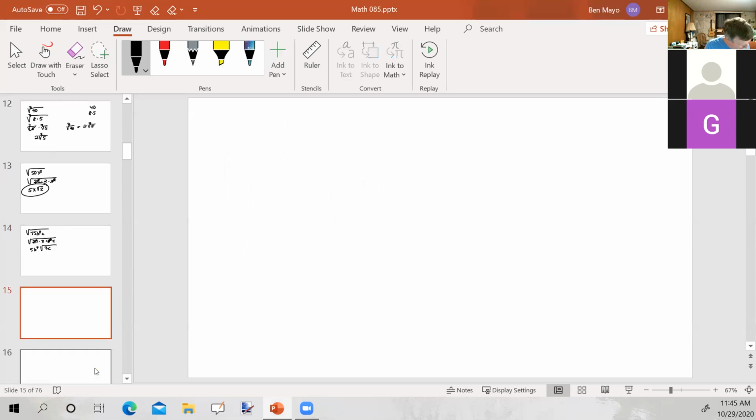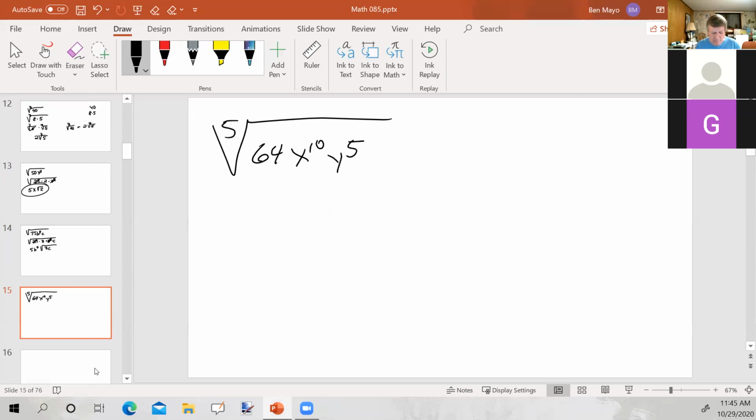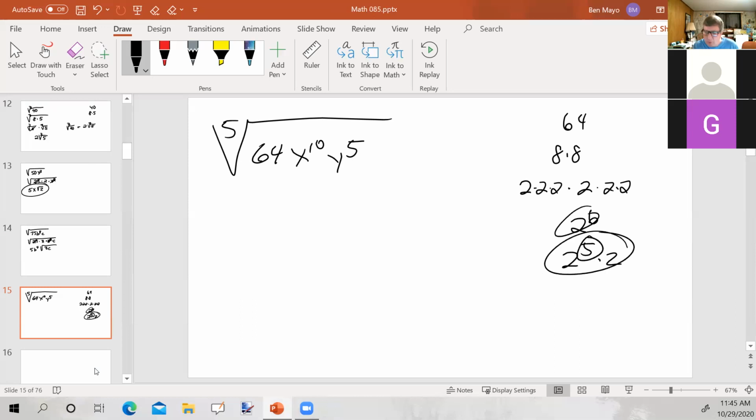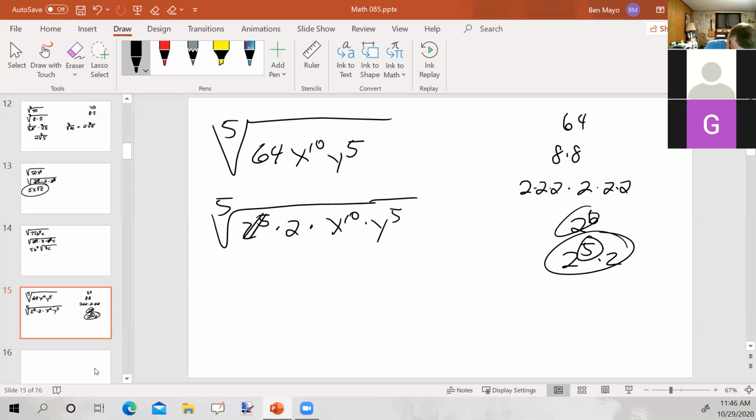All righty, let's take a look at this one. The fifth root of 64 x to the 10th y to the fifth. Okay, now 64 is 8 times 8. 8 is 2 times 2 times 2, and 8 is 2 times 2 times 2, so I've got 2 to the 6th power, which I could rewrite as 2 to the 5th times 2 to the 1. Why did I break it up like that? Because I want exponents that either match the index or are multiples of the index. So now I've got this. 10 is a multiple of 5, and 5 matches the 5. What's the fifth root of 2 to the fifth? 2. What's the fifth root of x to the 10th?